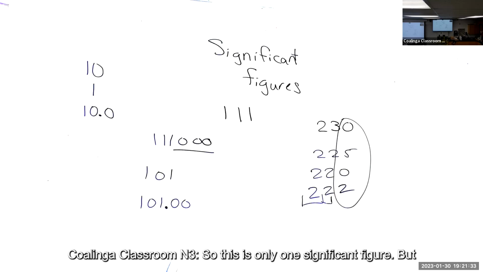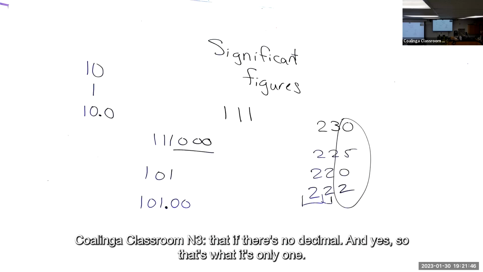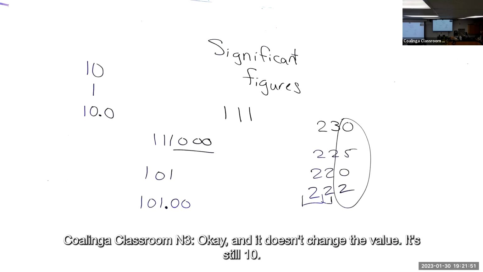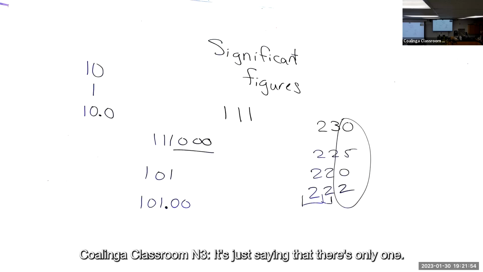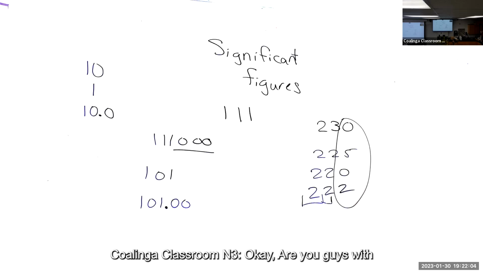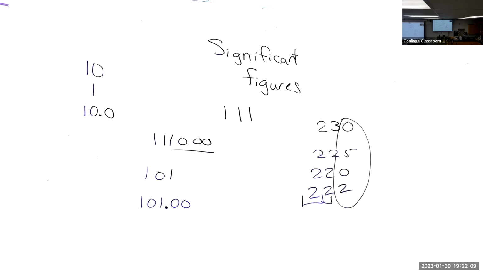Okay? So there's only one significant figure when there's no decimal, and because it's a decimal, now it's 3. And if there's no decimal, it's only 1. Okay, and it doesn't change the value, it's still 10. It's just saying that there's only one significant figure. Okay, so in other words, that first number, that 1, is the only one needed to be 100% sure. Okay, are you guys with me? Some of you guys are like, yeah, I got it. Some of you guys are like, what are you talking about? Okay.